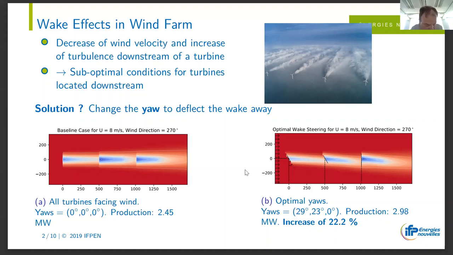So one way to avoid this is to increase the angle between the turbine and the incoming wind, which is called the yaw, to deflect the wake away from downstream turbines. For example, here on a simple simulation of a farm with three turbines, choosing the optimal yaws for the first and second turbines allows us to increase the total power production by 22%.